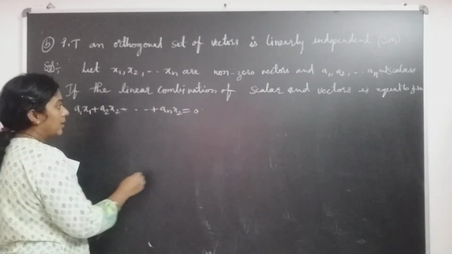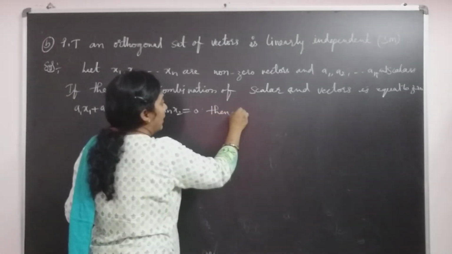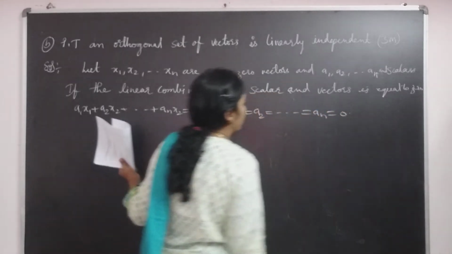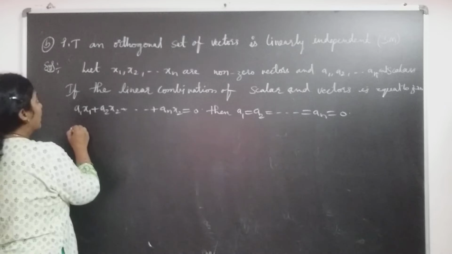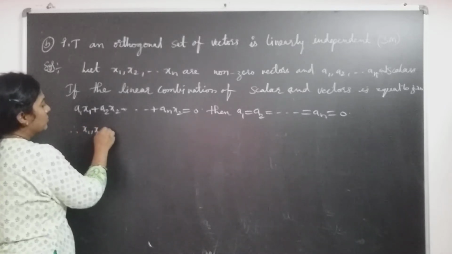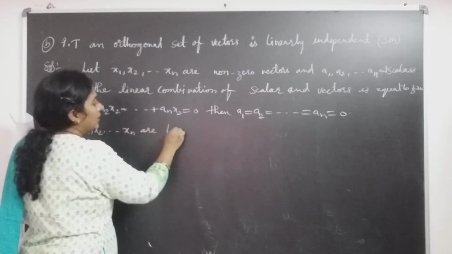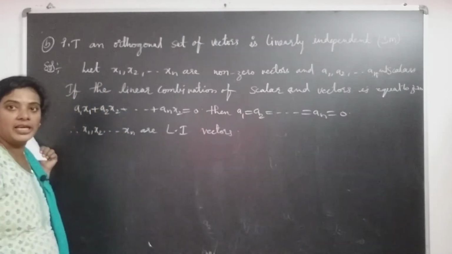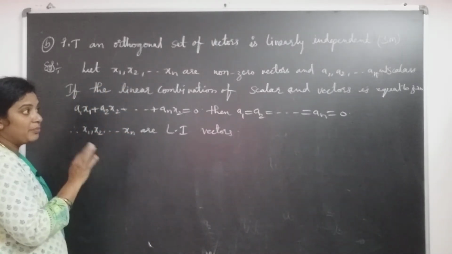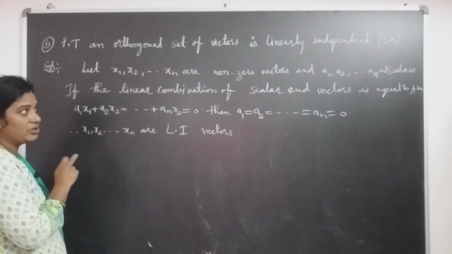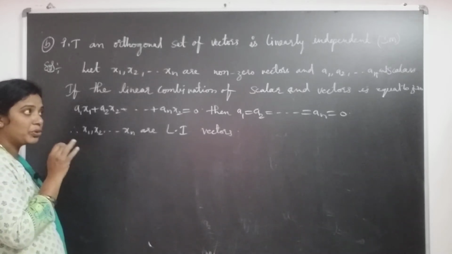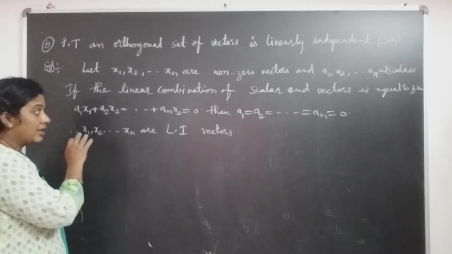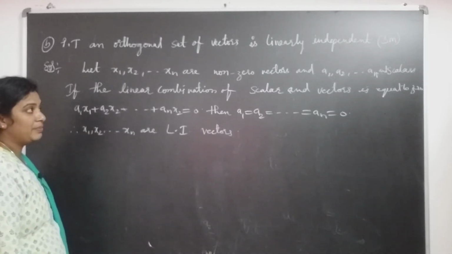then a1 equal to a2 equal to so on equal to an equal to 0. Therefore, x1, x2, so on, xn are linearly independent vectors. This is the condition or definition of linear independence. Here, simply we prove that in the linear combination of the vectors and scalars, all scalars must be equal to 0. Then the given vectors are linearly independent vectors.